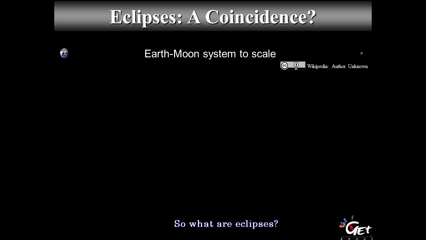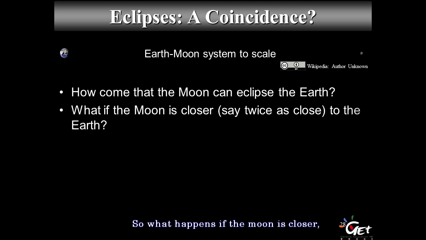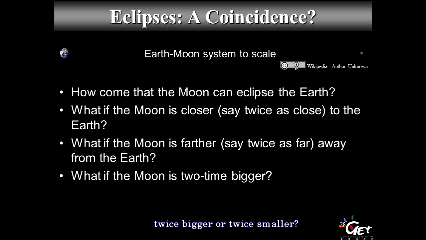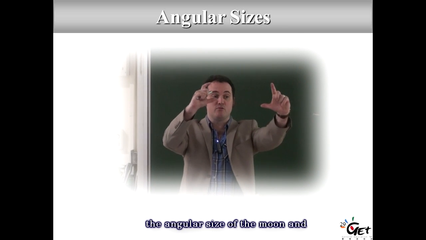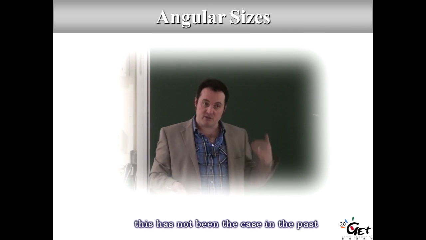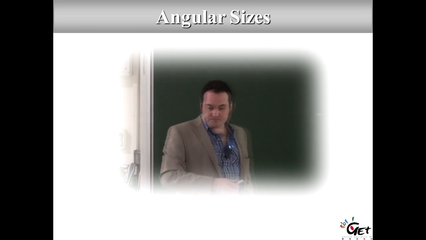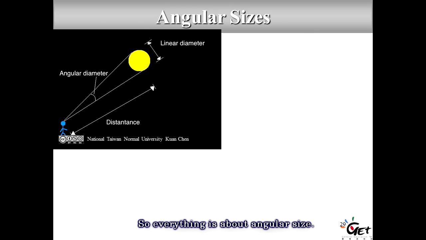Okay, so what are eclipses? Are they coincidences? How come the Moon can eclipse the Sun? So what happens if the Moon is closer, say twice as close? And what happens if the Moon is further? And what happens if the Moon was twice bigger or twice smaller? So this is really a coincidence that as of today, the angular size of the Moon and the Sun are exactly the same. Once again, it would not have been the case in the past and won't be the case in the future. It's just a coincidence. Or not.